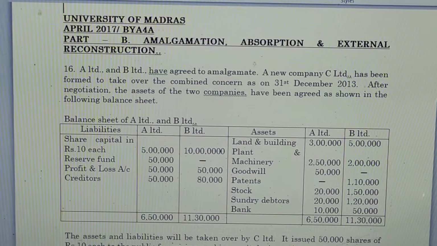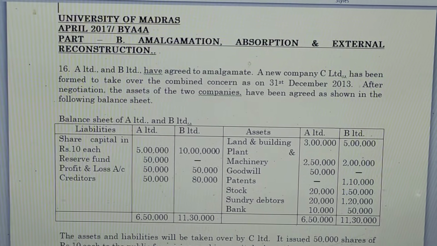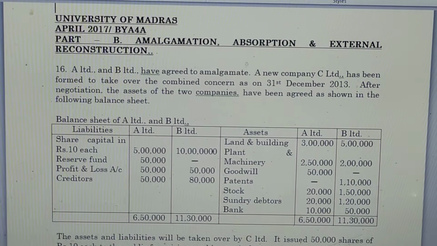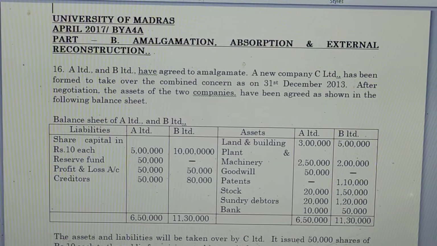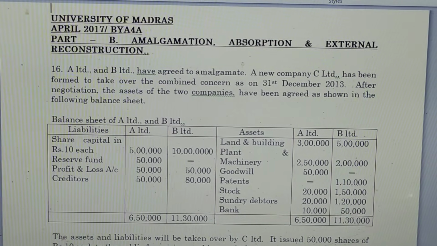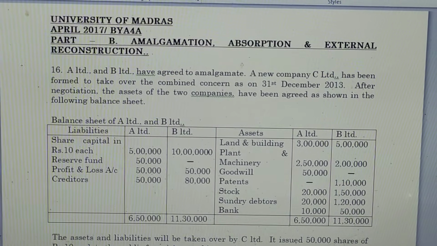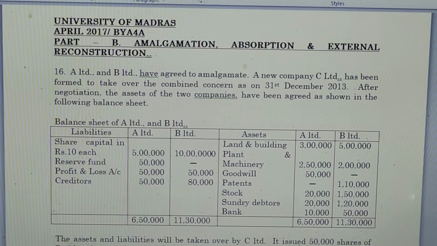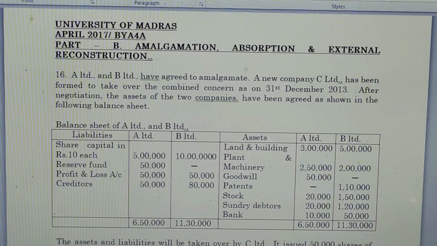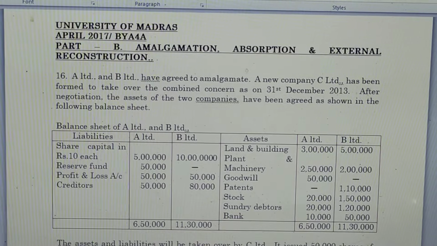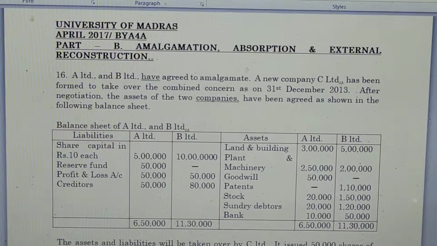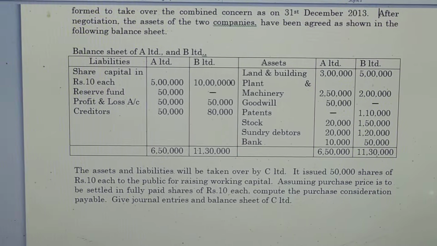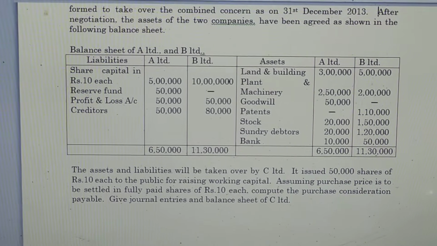A Limited and B Limited have agreed to amalgamate. A new company, C Limited, has been formed to take over the combined concern as on 31st December 2013. After negotiation, the assets of the two companies have been agreed as shown in the following balance sheet. Balance sheet of A Limited and B Limited.